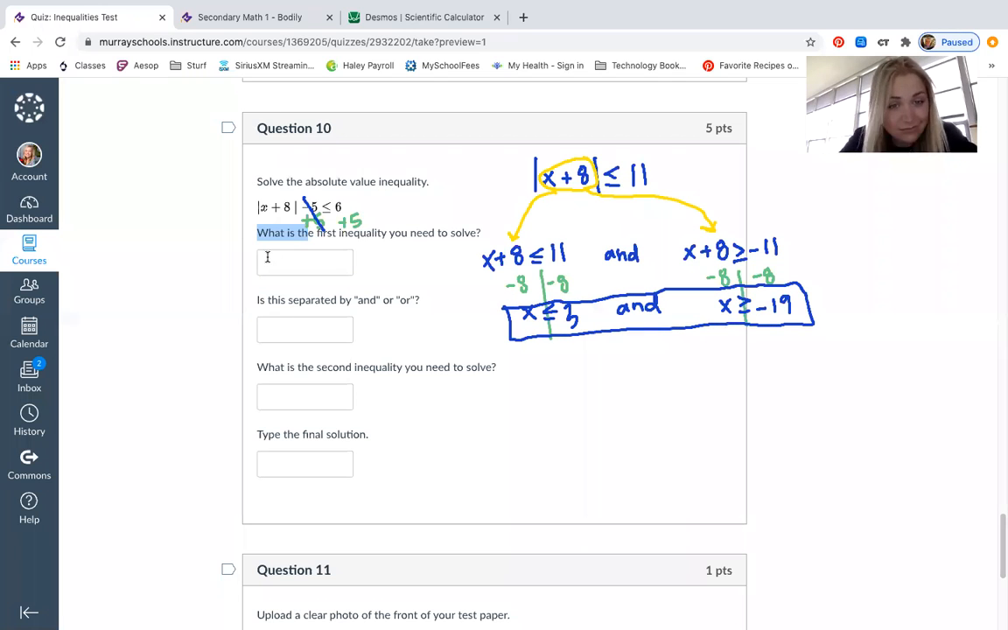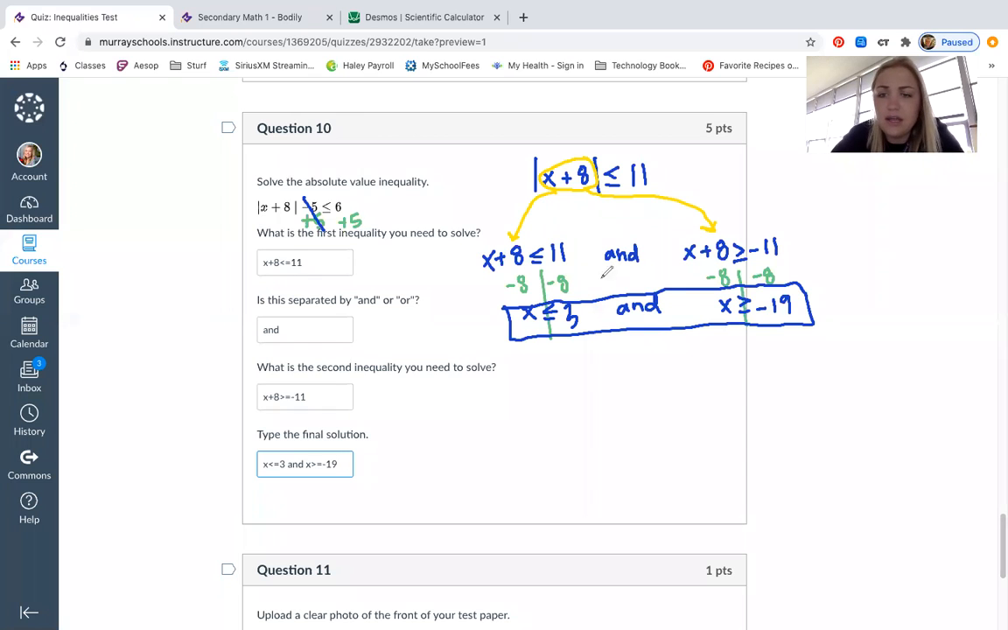Remember, mistakes happen on tests all the time, so please try to double check your work as you go. Our first inequality is x plus 8 is less than or equal to 11, separated by an and, and our second inequality, x plus 8, would be greater than or equal to -11. The final solution: x is less than or equal to 3, and x is greater than or equal to -19.